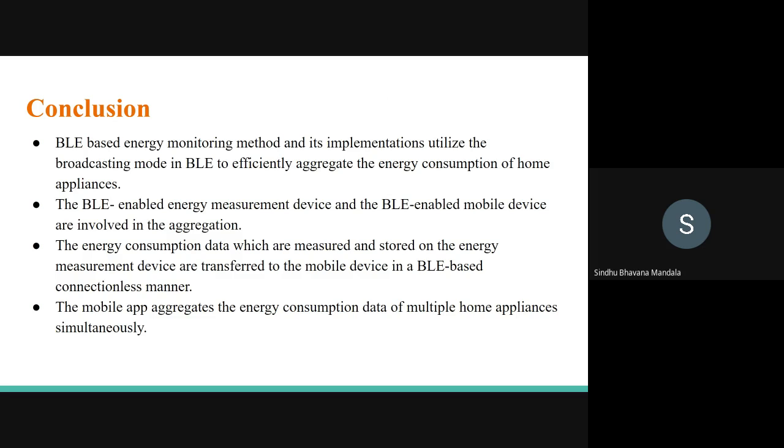So this Bluetooth low energy based model monitoring method has a broadcasting mode and an energy consumption device, which measures the consumed energy and aggregates the data, and this data is stored in the measurement device and is further transferred to the mobile device in a Bluetooth low energy based connectionless manner. The mobile app aggregates the energy consumption data of multiple home appliances simultaneously, and it will be given to the user. So this is what happens in the Bluetooth low energy based home automation model. Thank you.